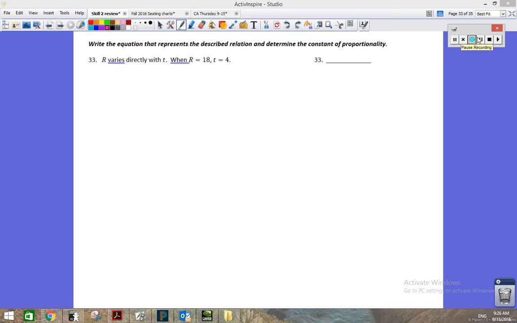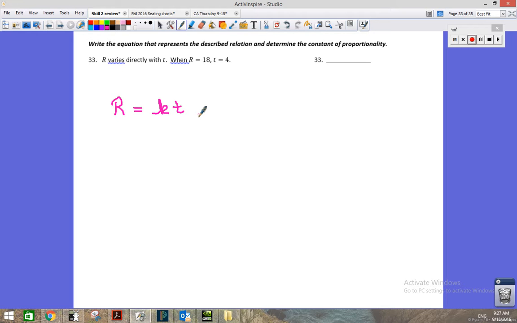So let's take a look at this problem, this 33, this variation problem. It wants us to write an equation that represents the described relation, and it also wants us to determine the constant of proportionality. So I have this variable r, and it varies directly with t. So I know that's a multiplication. If it had said inversely, it would have been division. Had it said jointly, I would have expected another variable besides t.